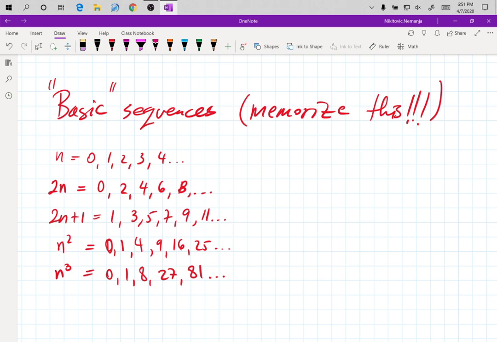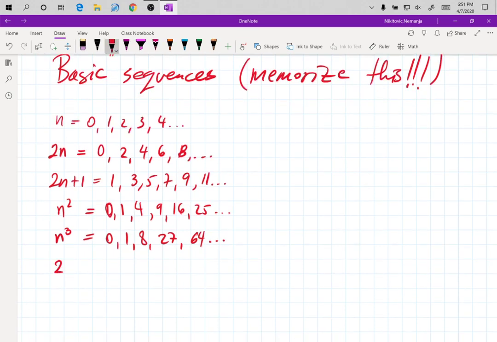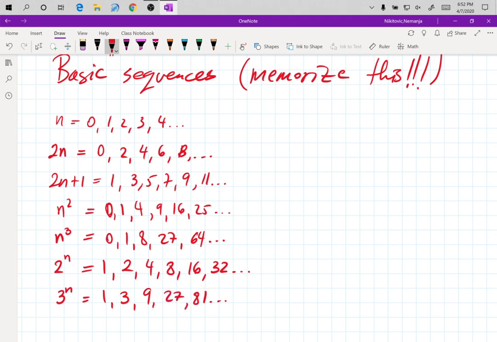64. 2 cubed, 3 cubed, 4 cubed is 64. There we go, 64. But you also have 2 to the n. So 2 to the 0 is 1, then 2, then 4, then 8, then 16, then 32. And you have 3 to the n, which is 1, 3, 3 squared is 9, 3 cubed is 27, 81, and it goes on, right?